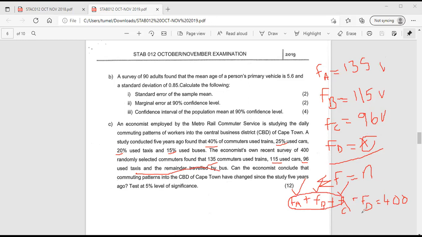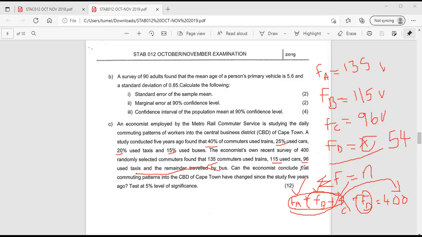At the end, you make FD the subject of the formula, meaning that you will take this to that side, wherein you are going to have 400 minus this sum here. And then you will get the observed frequency for the commuters, those who are traveling by bus. Do you all understand? Yes, the answer is 54. Okay, so it means that we have 54. Others, if they were not calculating, will just calculate.